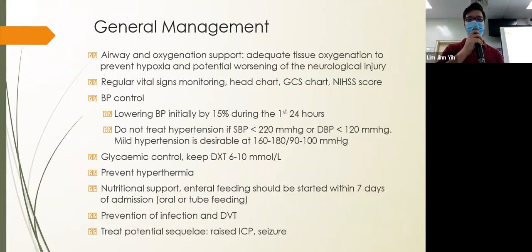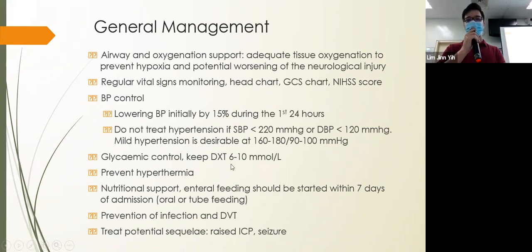Okay, move on to the general management. So of course, go through our ABCDE. Make sure the airway is vacant, make sure oxygenation supplement is adequate, our vitals monitoring, GCS chart. In terms of BP control, from the CPG guideline, we don't treat hypertension unless the BP is more than 220 and 120. But if the patient is eligible for thrombolysis, we actually want to bring down the BP to less than 185 over 110, because any higher than that will be contraindicated for thrombolysis.